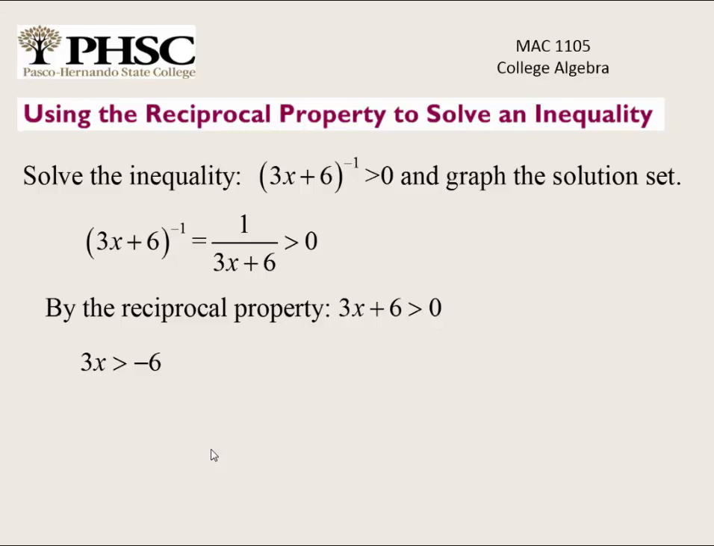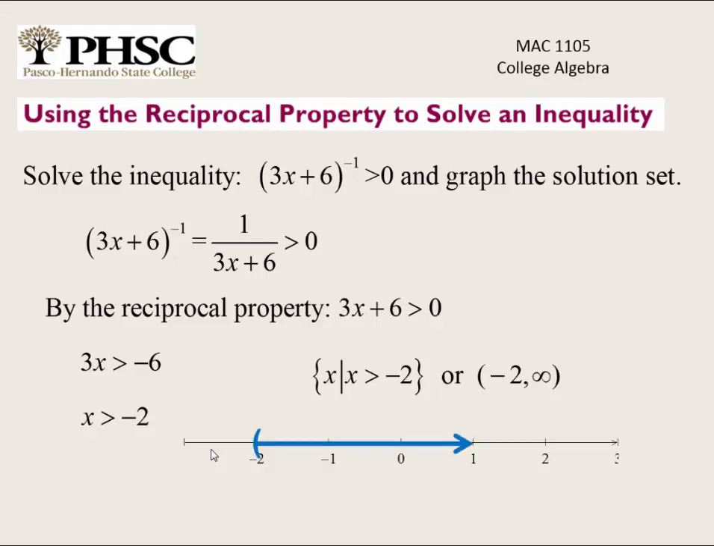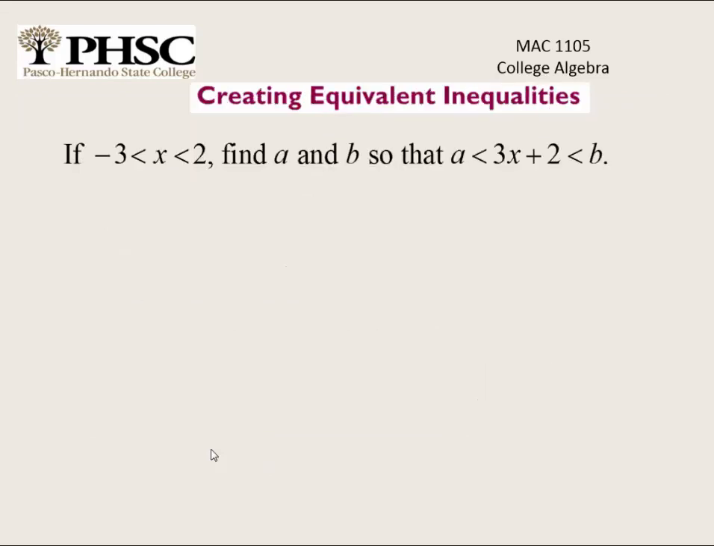We subtract 6 from both sides, divide both sides by 3, and then our solution set is that x is greater than negative 2, so it's negative 2 to infinity. That would be an easy thing to graph. And then we're going to talk about creating equivalent inequalities.